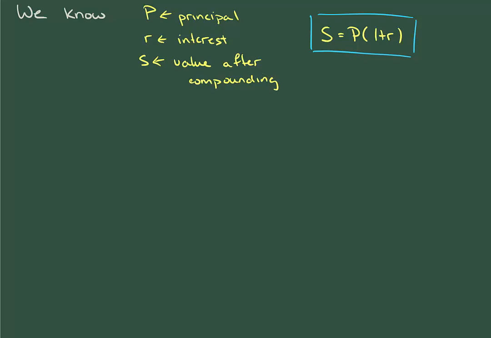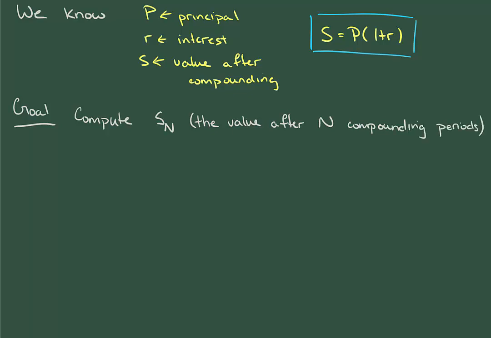So we saw previously that given a principal P and interest R, if S is the value after a single compounding period, we can write S is equal to P times 1 plus R. Great. The problem was that in order to determine the value after 2 or 3 or 4 compounding periods, we had to know what it was after 1 compounding period, 2 compounding periods, 3 compounding periods, and so on. So our goal this time is to compute Sn, and we're going to let Sn be the value after n compounding periods, and we'd like to be able to do that without having to compute all of the intermediate steps, S1, S2, S3, and so on.